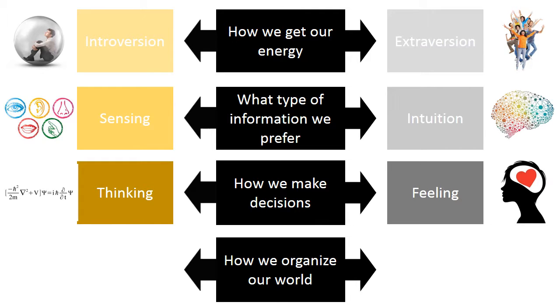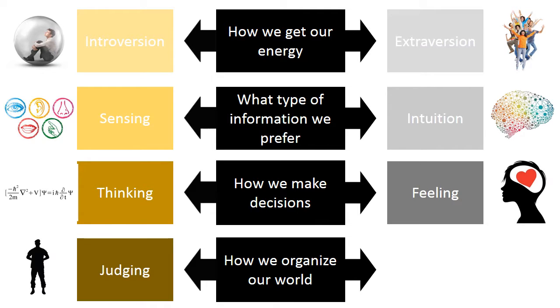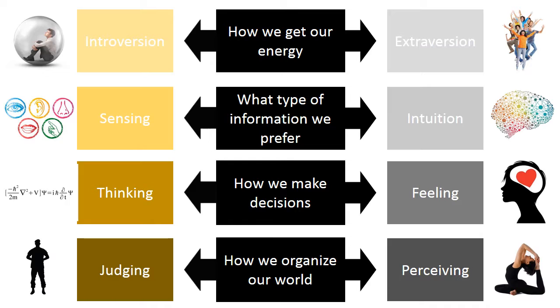And then finally, we have how we organize our world. There's judging, which is when you like a very structured, predictable, scheduled world. And there's perceiving, which is when you prefer flexibility and spontaneity in your day-to-day life.